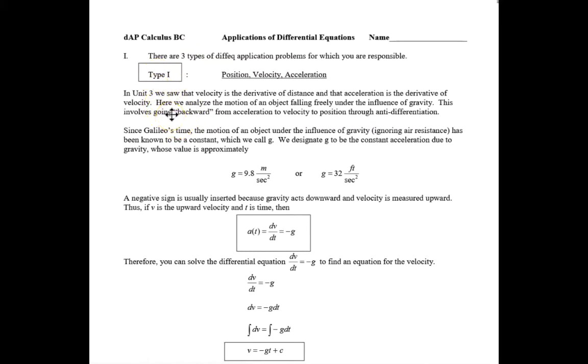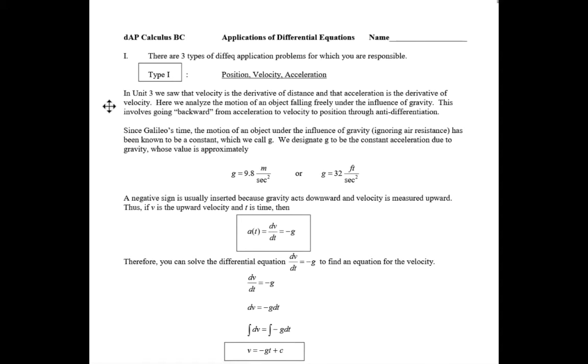So back in Unit 3, when we talked about applications of derivatives, we saw that velocity is the derivative of distance, and that acceleration is the derivative of velocity. So here we're just starting backwards. We're going to start with acceleration and integrate to velocity and then integrate to position. And many times we talk about acceleration as just the downward force of gravity.